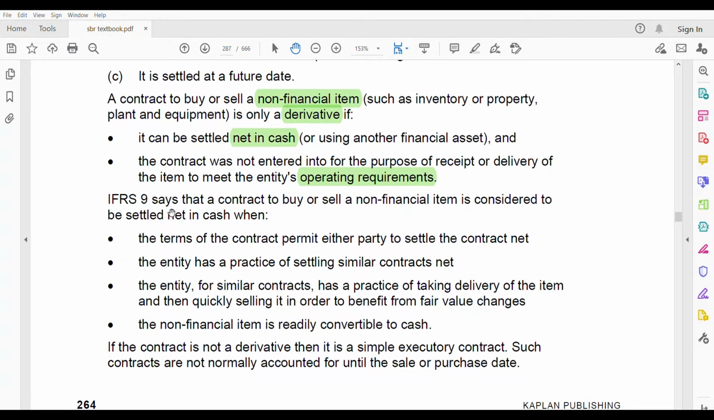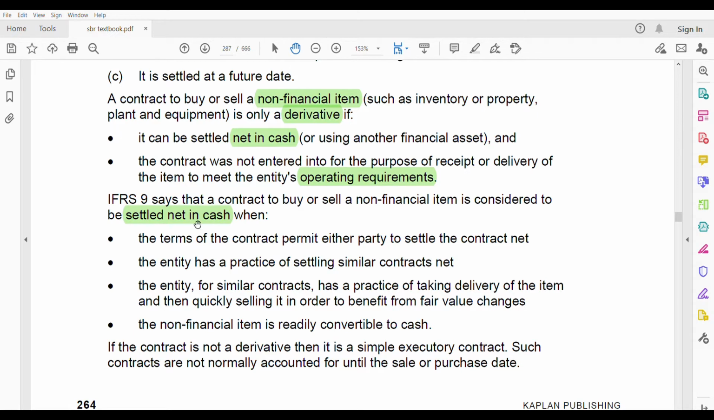So IFRS 9 says that a contract to buy or sell a non-financial item is considered to be settled net in cash when these following things are there. How can you say it's settled net in cash? Number one, the terms of the contract permit either party to settle the contract net. The terms of the contract will be given to you in the case study. They will tell you whether it will be settled net or in something else. So any one of the parties should be able to settle the contract net.